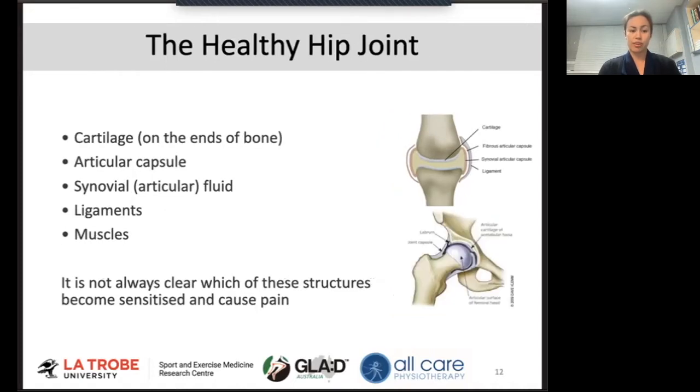If we look at the hip joint now, your hip is a ball and socket joint. So you've got the ball and your hip socket there. It is between your thigh bone, your femur, and then your pelvis bone.